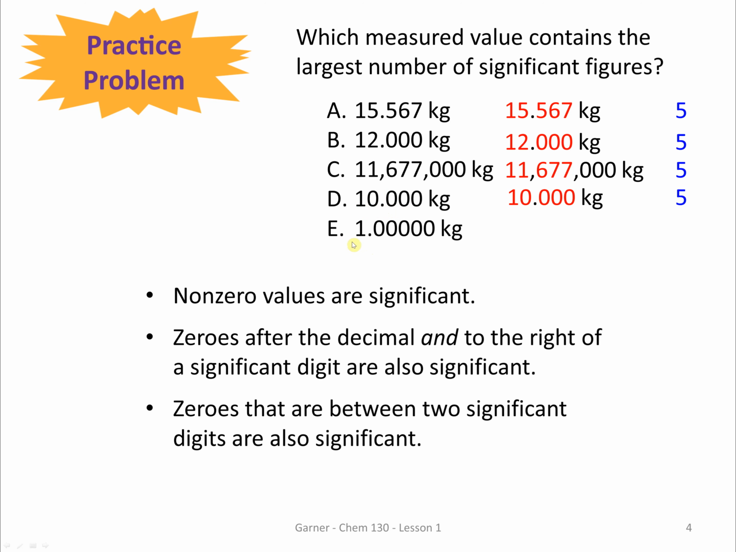In choice E, the 1 is significant because it's non-zero. Then we have these 5 zeros that come after the 1 and also after the decimal place. So all 5 of those zeros are significant as well. So that's going to give us 6 significant figures in choice E. So that's going to be our answer to this question. All right, we'll stop there for this video.